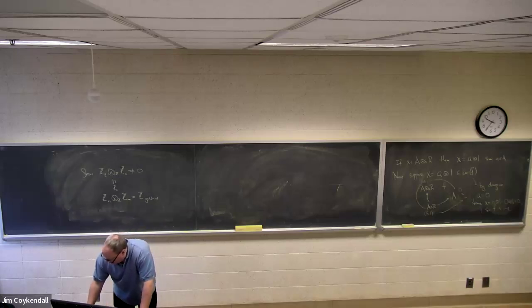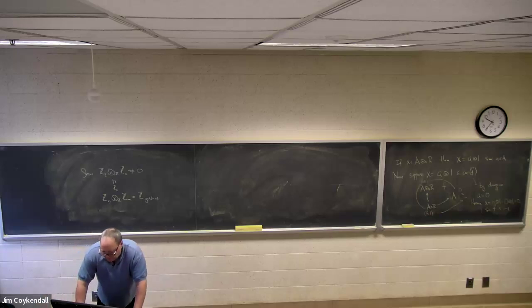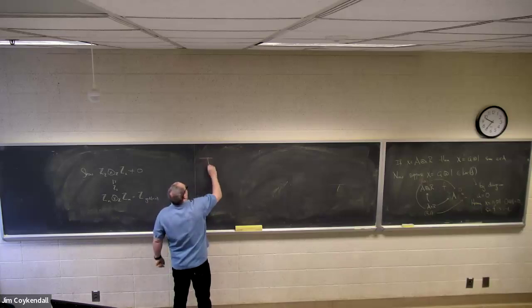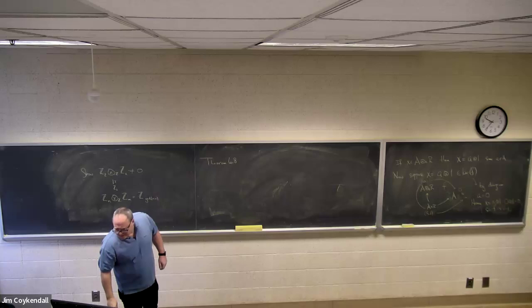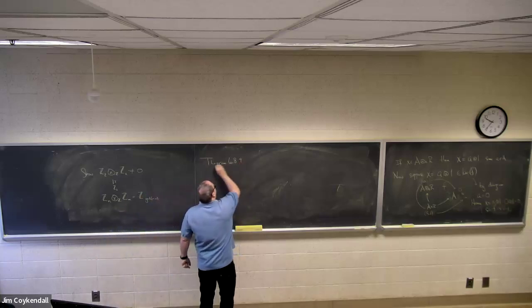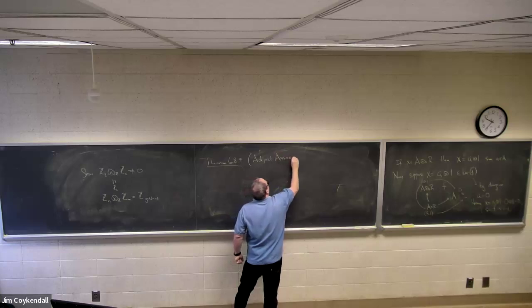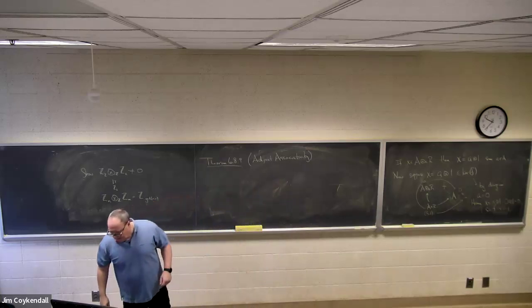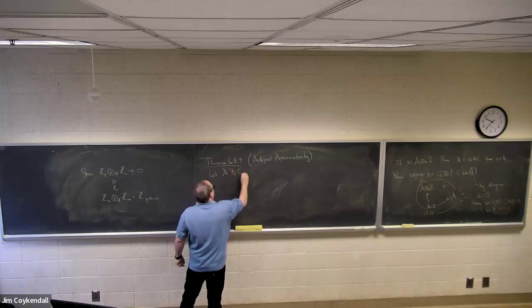Okay. Here is a theorem. I am not going to prove this for you because I'm going to put it on the homework, but I'm going to talk a little bit about the setup. So even though I won't prove it completely, I'm going to talk about the setup. This is an important piece of the tensor product. It's called adjoint associativity.